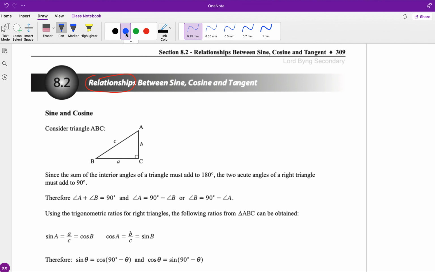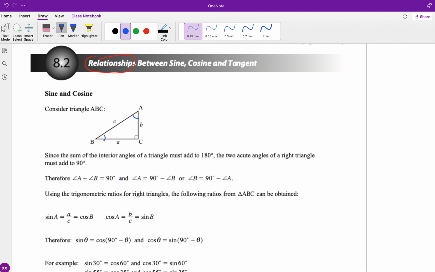All right. So consider a right triangle. This is a right triangle ABC. Now here is the 90-degree angle. Of course, we understand that angle A and angle B add together to be 90 degrees. In other words, angle A will be 90 degrees minus angle B, and angle B will be 90 degrees minus angle A. So this is pretty straightforward.